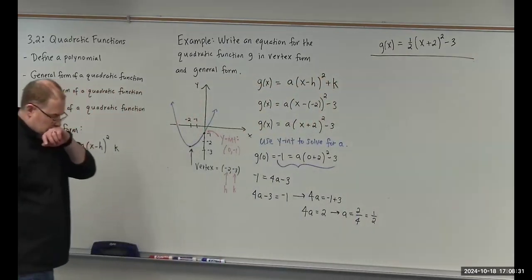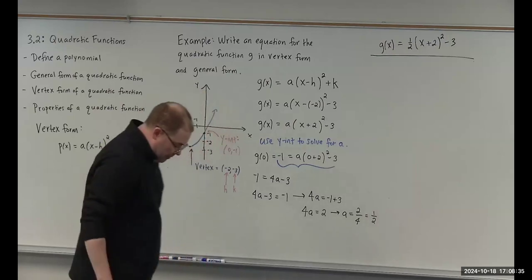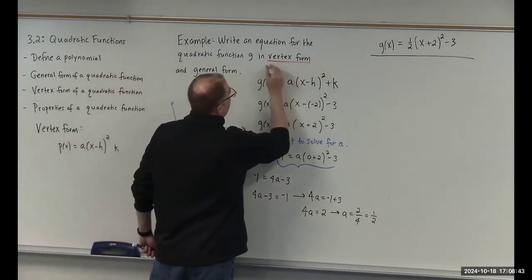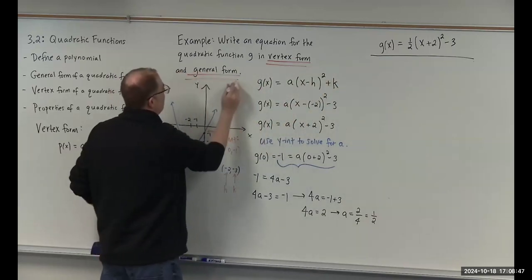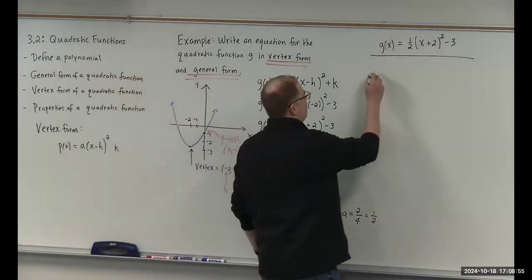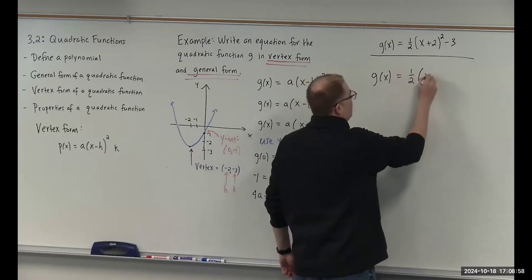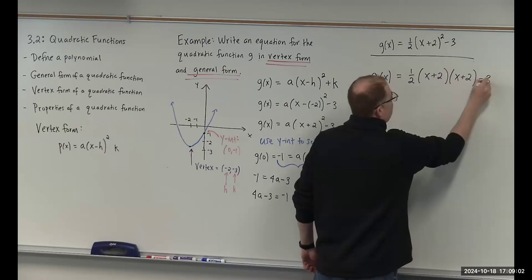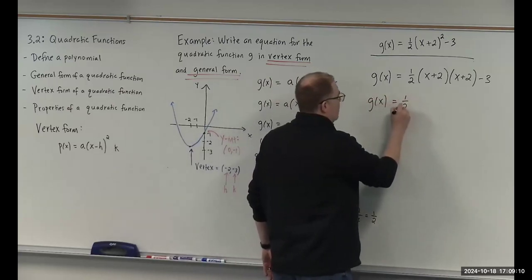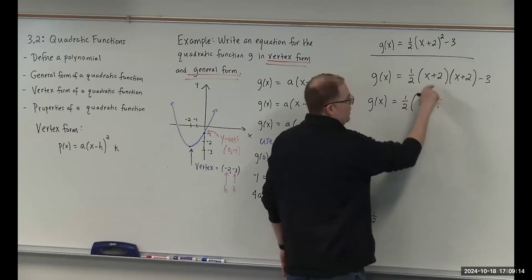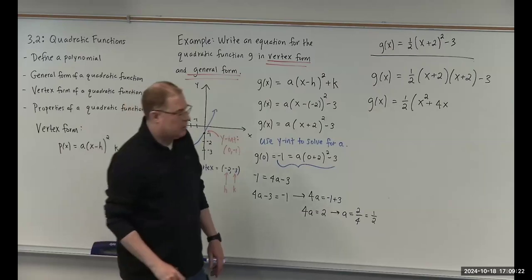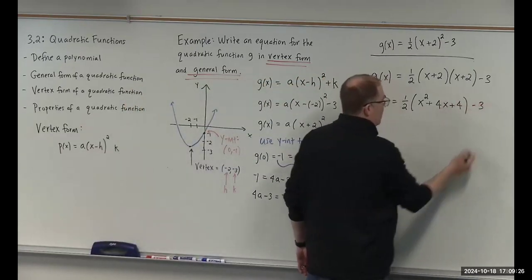And that's vertex form. So now, how do we get the general form? We found the vertex form, and now we need to figure out the general form. To do that, it's pretty straightforward, just multiply everything out. This is just x plus 2 times x plus 2, minus 3. So expand everything out. This gives us x squared, plus 2x plus another 2x, which gives us 4x. Then we have 2 times 2, which is 4, and then minus 3.